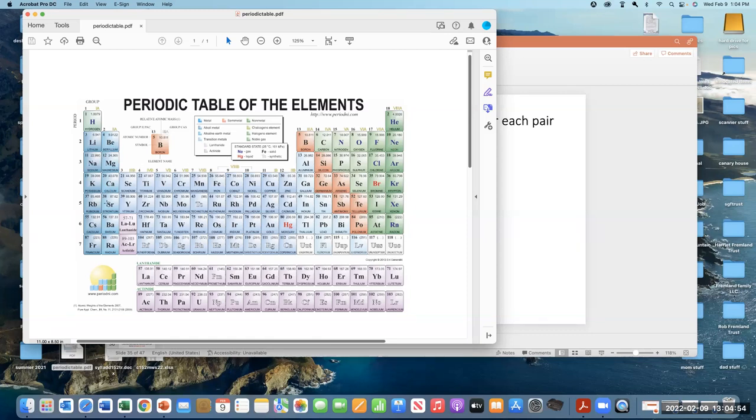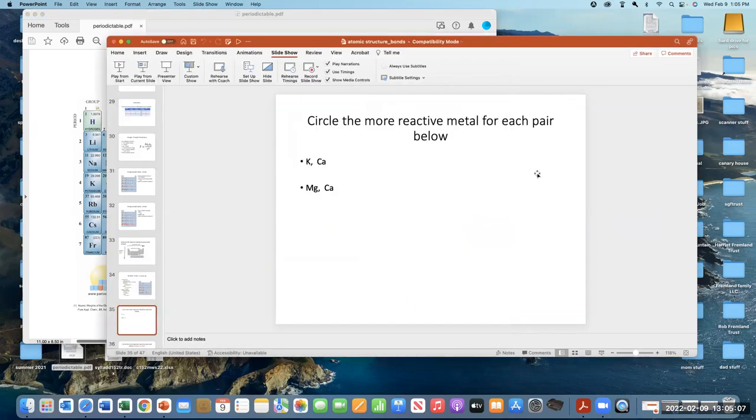Doing diagonal comparisons, like if I was going to go lithium versus magnesium, that's a tough call, because lithium's further to the left, magnesium's further to the right, but lower down. It's kind of a which wins. I won't do that to you. All right, and there's that circled, so to speak.